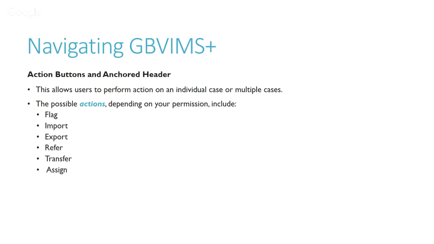Next, we have the action buttons and the anchored header. The action buttons are located just below the header navigation bar, in what's called the anchored header, meaning that it stays at the top of the screen when scrolling. This is a list of the actions a user can perform on an individual or on multiple cases. These actions are dependent on your role in the system. Some users don't have the ability to assign cases, for example, so that button wouldn't appear to them.